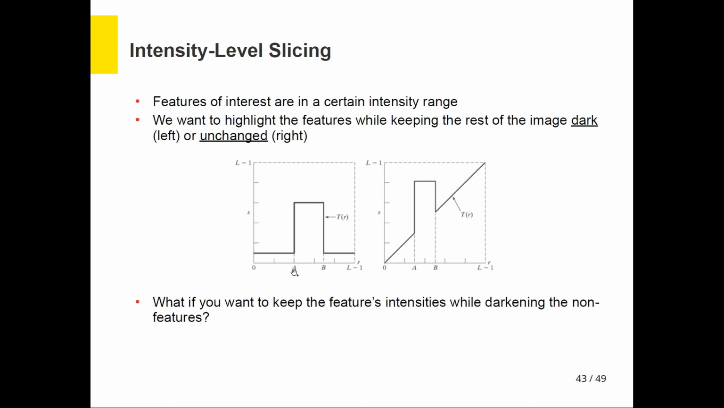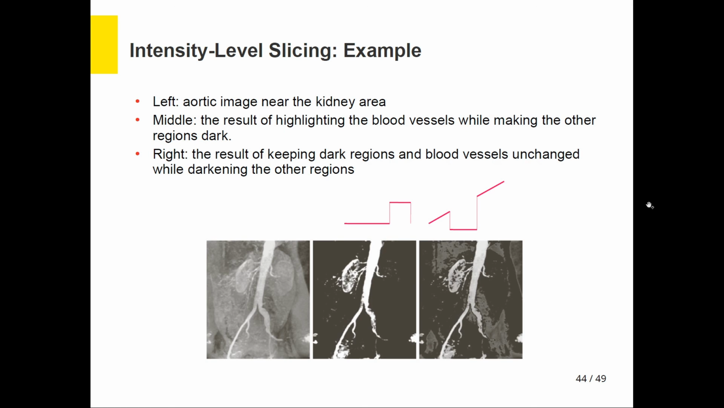Here, the intensity values between A and B are shown using this value, and whatever is outside is shown using a different value. Or this one, the intensity values in the range A and B are shown with a fixed value, while the range outside is basically unchanged. So you can see some examples here as well.